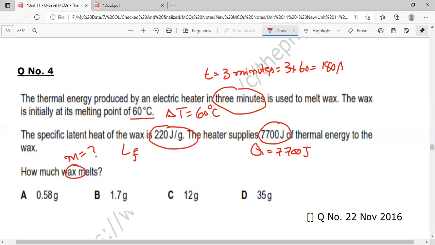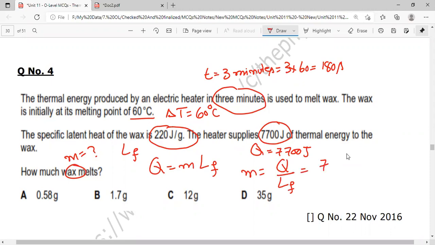So think about how we can solve this MCQ. This is a bit tricky MCQ. Different values are given, temperature is given, time is given. So what we will do, we will apply the simple formula. The simple formula is Q is equal to m L_F, m is equal to Q over L_F. All other parameters are given to you people.